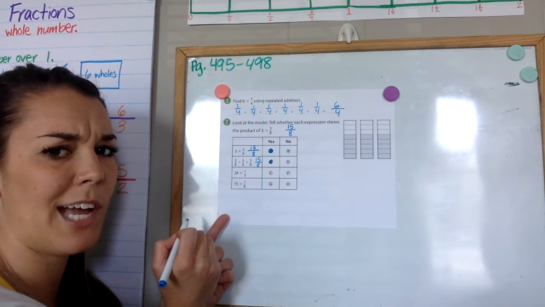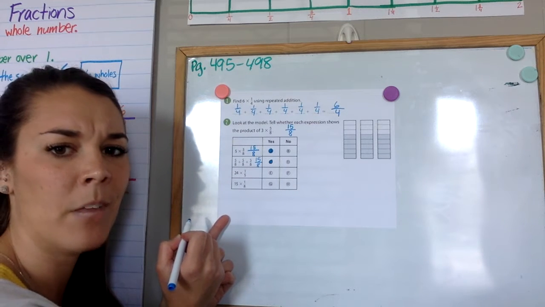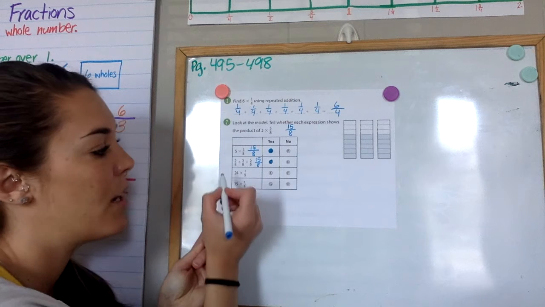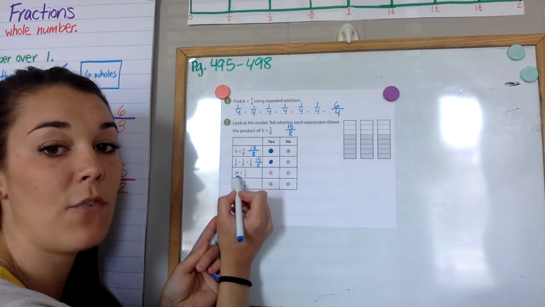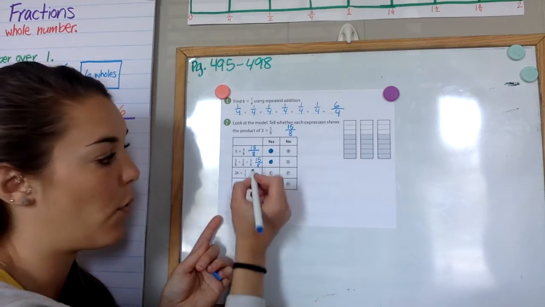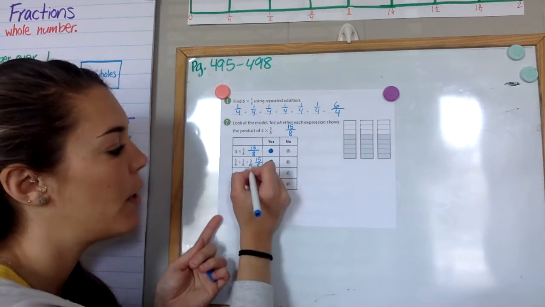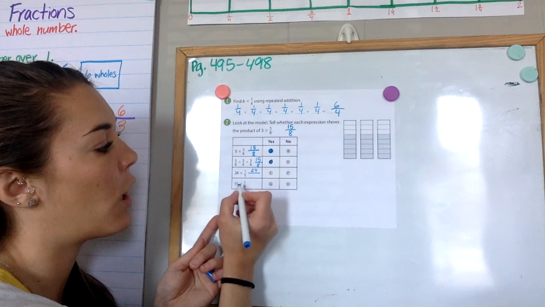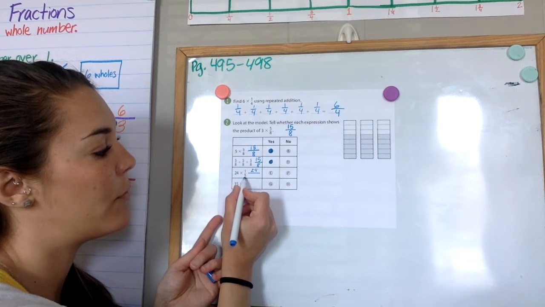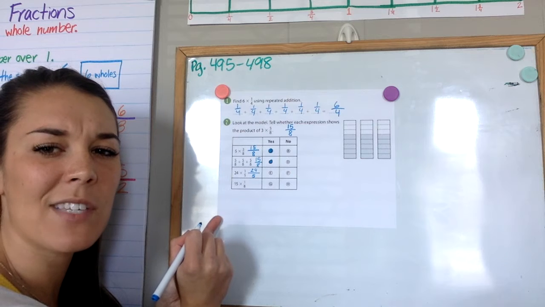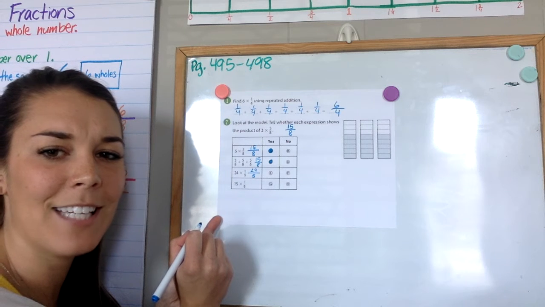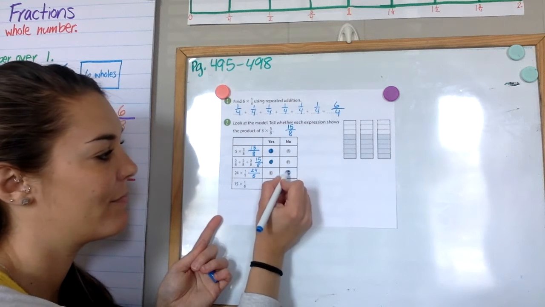Whoa, 24 times 1/5? I don't think so, but let's just check. So I'm going to multiply the whole number times the numerator. So 24 times 1 is 24, because anything times 1 is itself. So 24 over 5 is my denominator here. Is 24 over 5 the same thing as 15 over 8? No. It's not.